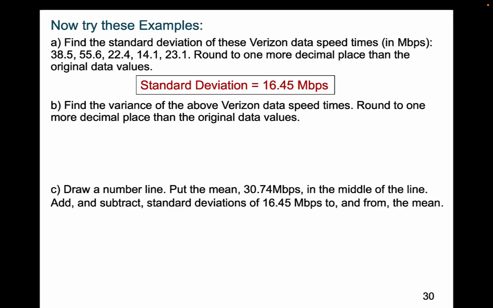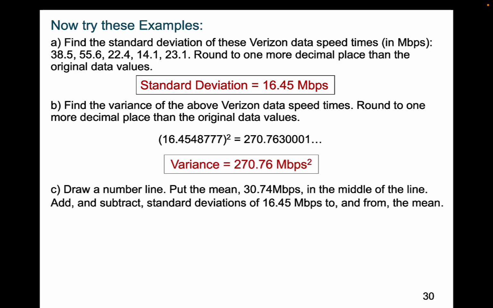And if we look back on that spreadsheet output screen to 2 decimal places, that would have squared the original standard deviation for us, giving us 270.76 square megabits per second. Part C wants us to draw a number line and put the mean, which is the 30.74 megabits per second, in the middle of that line, as well as add and subtract standard deviations of 16.45 to and from that mean.